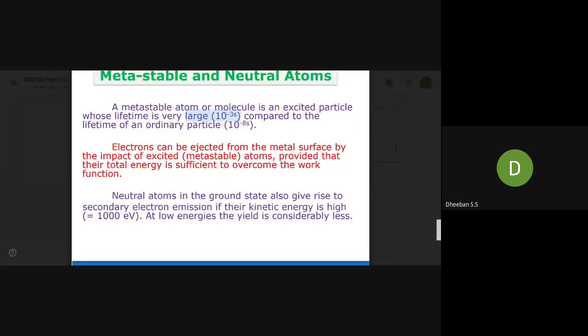More or less, they will be given with respect to their work function. With respect to the work function, everything must be larger. Either the ionization energy, or the photon radiation energy, or the energy from the metastable, everything must be greater than the work function of the metal.